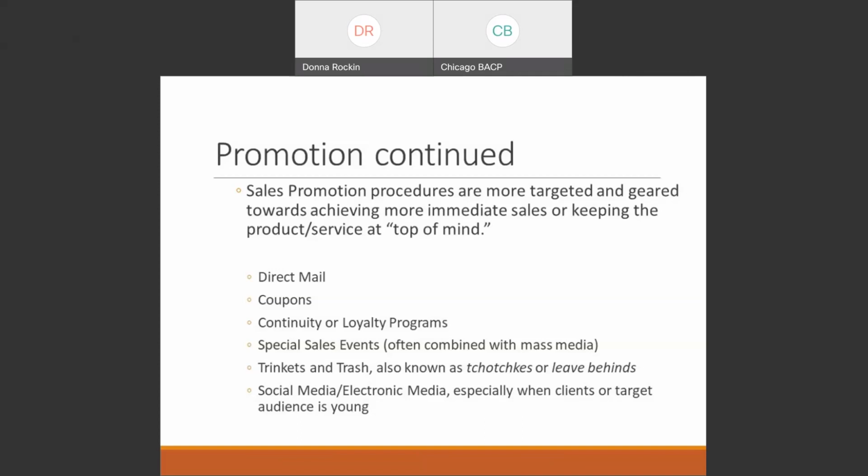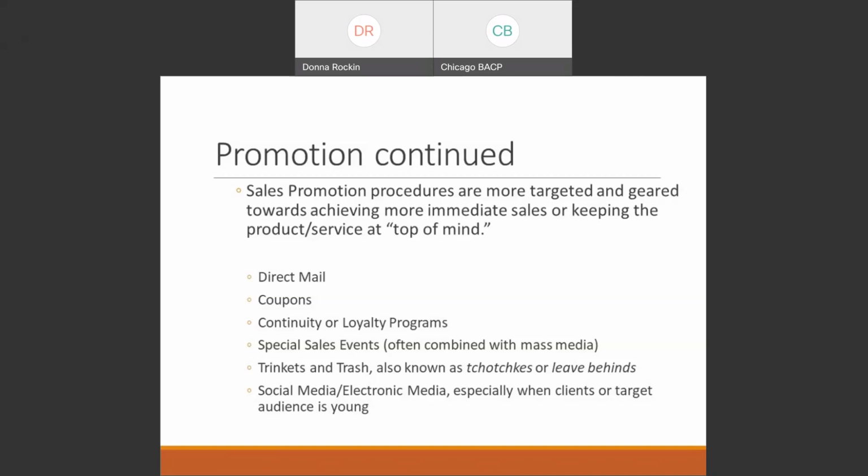Special sales events are often combined with mass media. That's like when Amazon has Prime Day or stores have Christmas in July, when they want to generate sales and it's a slow period. And my husband says, why do they always sell mattresses on every holiday? Did you ever notice that? You need a mattress, wait till it's Lincoln's birthday or Washington's birthday, or Labor Day or Memorial Day or some holiday weekend, because mattresses are always on sale.